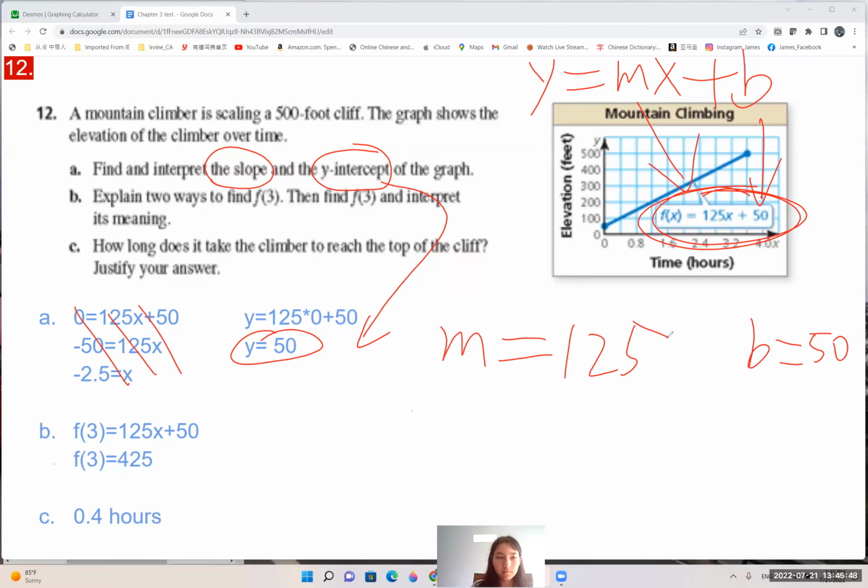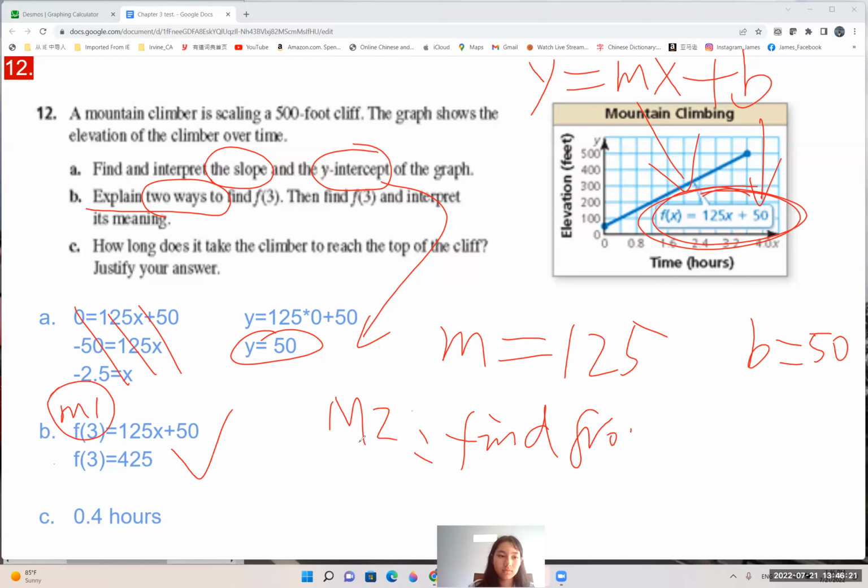Okay, next, two ways to find the f of 3. When x is 3, yeah, so this is correct. This is like method 1, right? Correct? So here, let you use two ways. So method 2, find from graph. Yeah, you just go to find when x equal to 3.